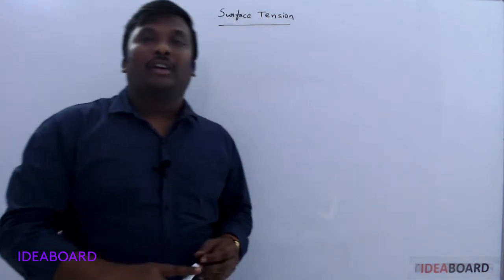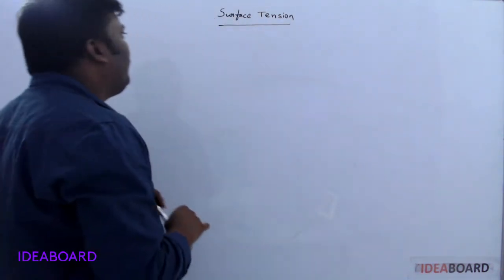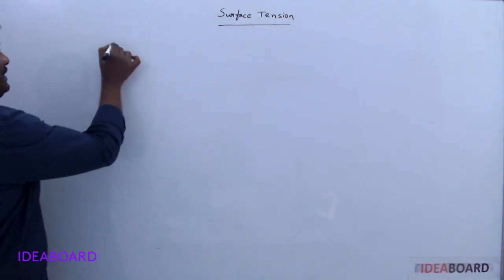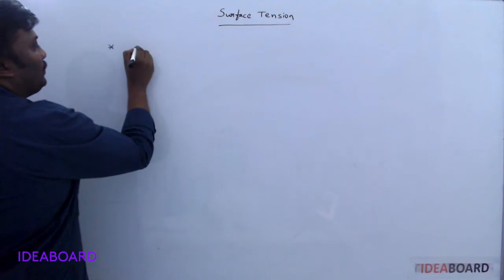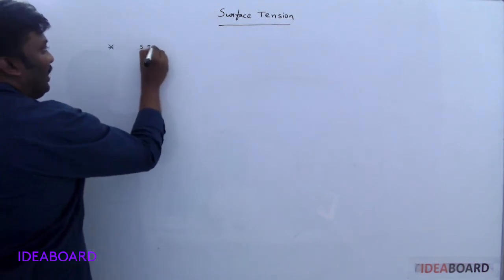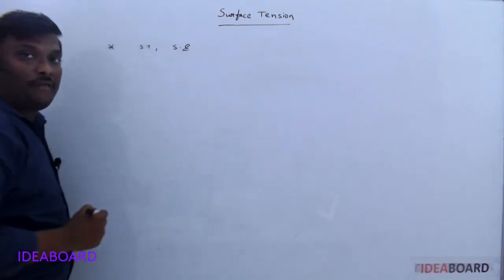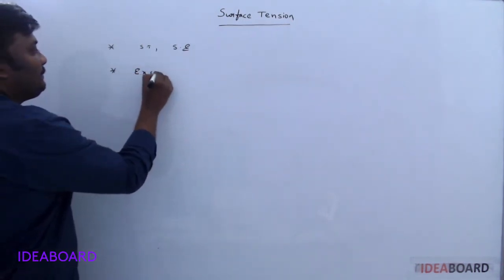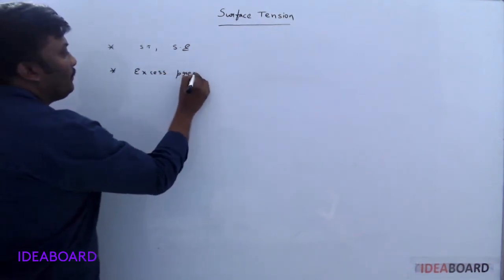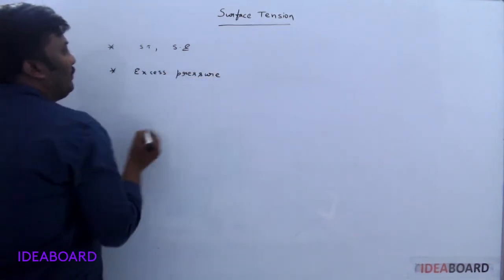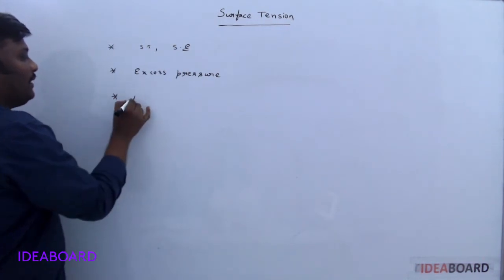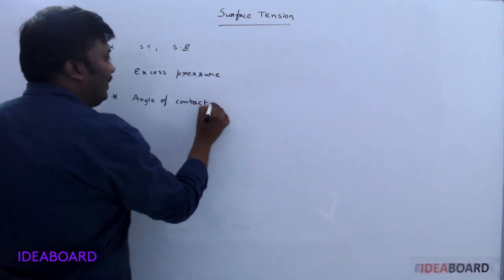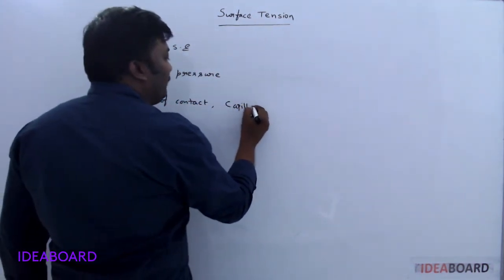It is a molecular phenomenon, and the lesson on surface tension is divided into certain parts. One is the definition of surface tension and surface energy, which is the first portion. The second is related to excess pressure, and the third is related to the angle of contact and capillarity.